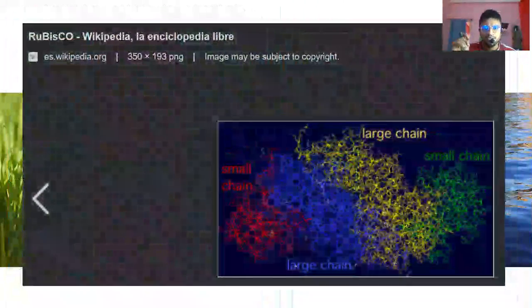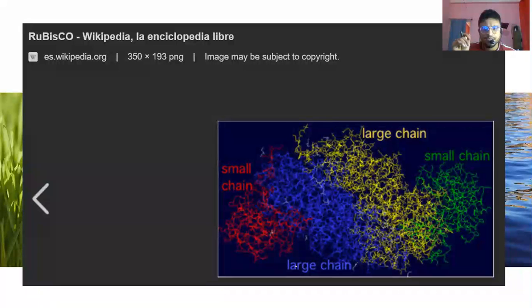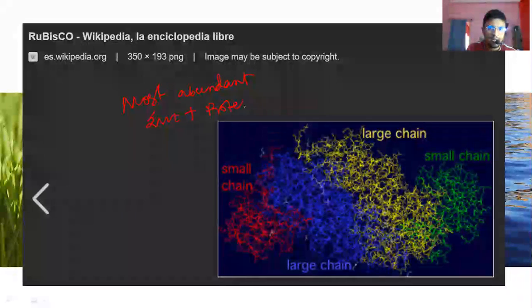Next, this is the molecular electron dot structure of the Rubisco enzyme. It is the most abundant enzyme and protein also in the plant kingdom and in the world also.